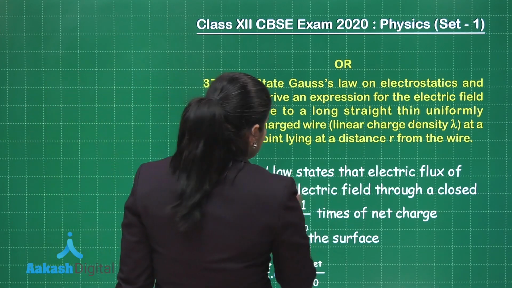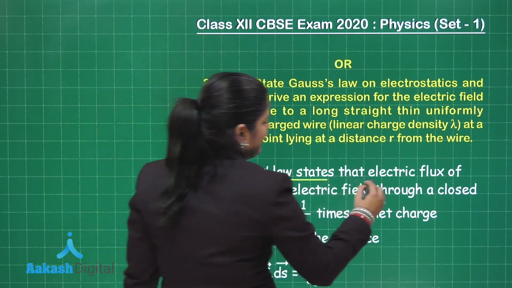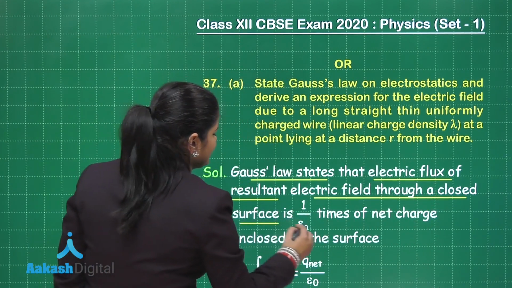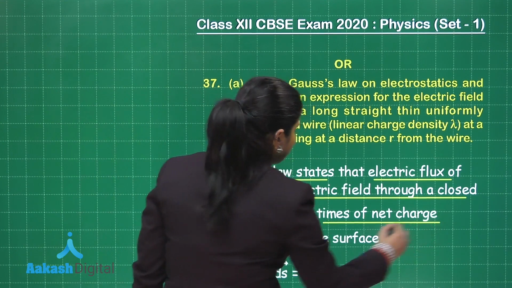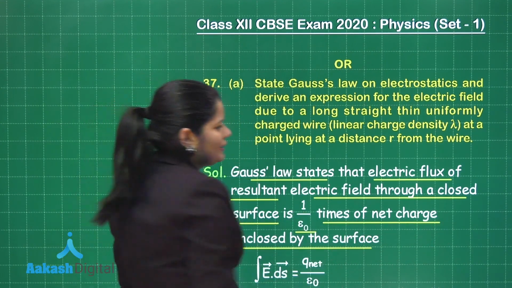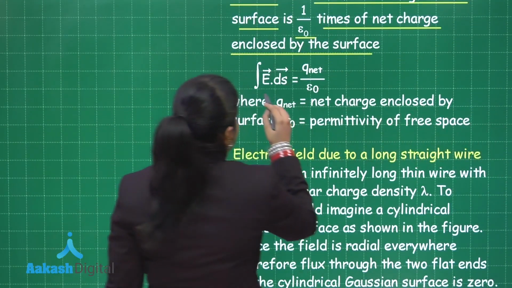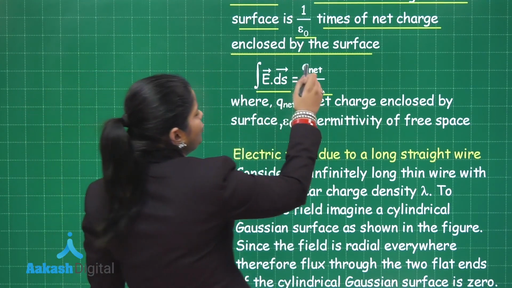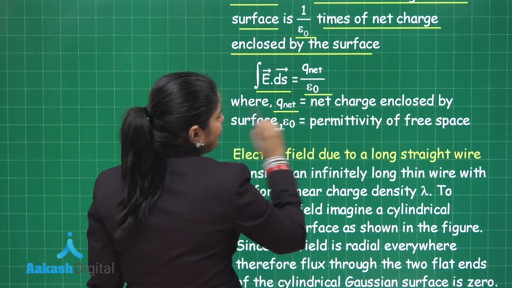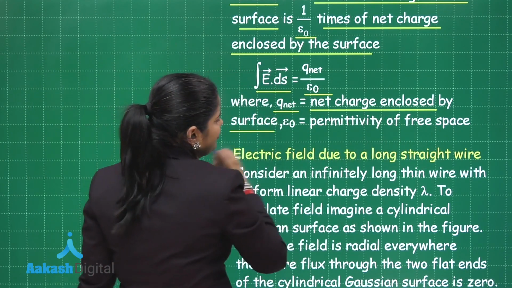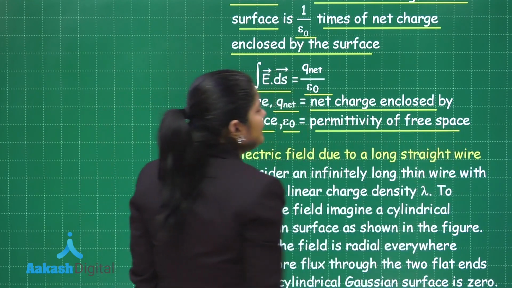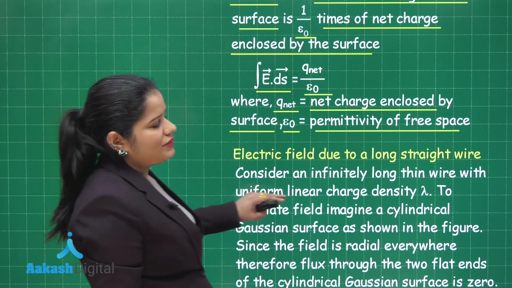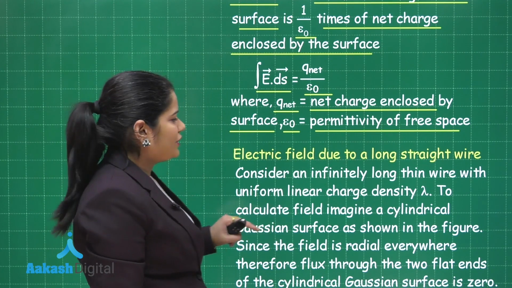So as per the Gauss law, Gauss law states that the electric flux of the resultant electric field through a closed surface is 1 upon epsilon naught times the net charge that is enclosed by the surface. So, integral of E dot ds, the total flux linked through the surface will be Q net divided by epsilon naught, where Q net is the net charge enclosed by the surface and epsilon naught is the permittivity of free space.